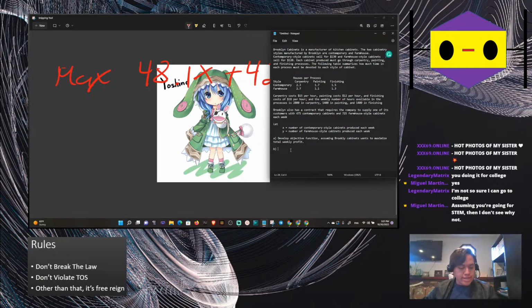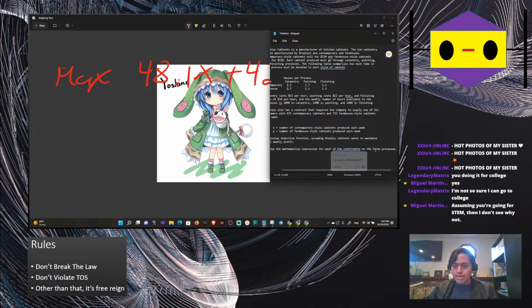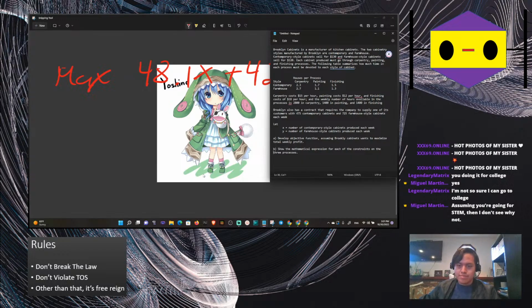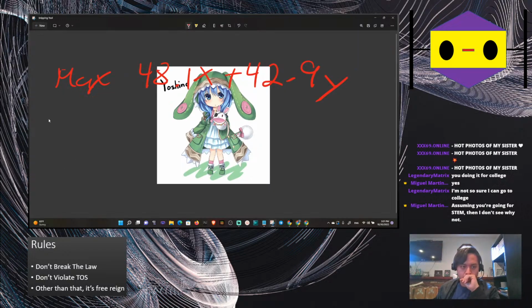Now we gotta write the constraints, because how dare they not just give them to us? Show the mathematical expression for the constraints on the three processes, which is carpentry, painting, and finishing, which is actually much easier. Let's look at this question here for a second. We know it's 1400, 1428, and these are our numbers here. So for carpentry, it's going to be these two equals to this, these two equals to this, and these two equals to this.